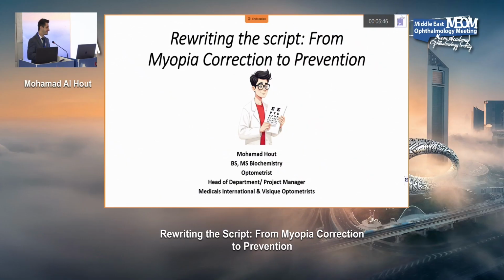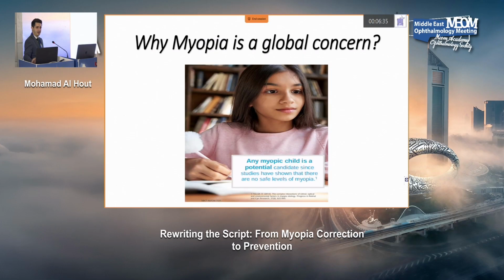experts and good presentation. So today we're going to talk about rewriting the script, from myopia correction to myopia prevention. It's very important before we start the presentation to remind ourselves and the patients about the importance of ocular health. So our ocular health is as important as our systemic health.